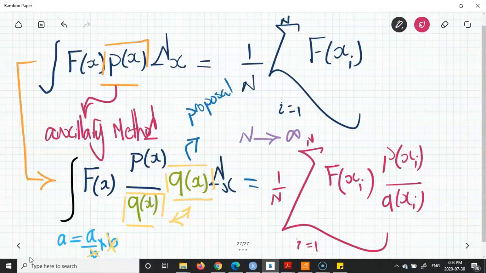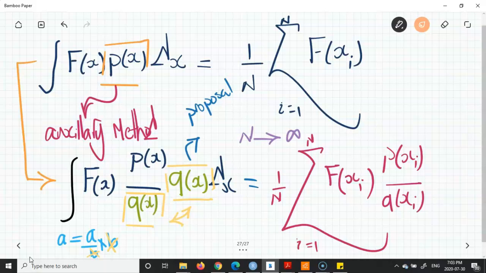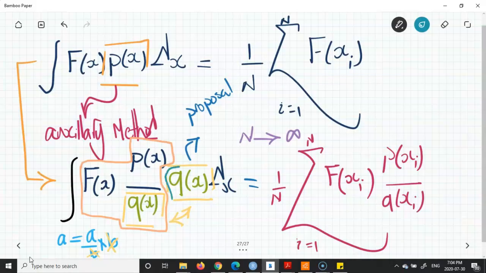Now, if you take a look at the distribution we have right now, this is the function that is evaluated at each point x_i, which is drawn from this distribution, q(x).